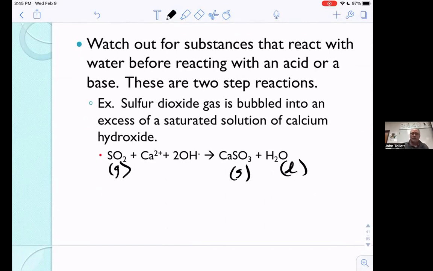But you could actually leave the calcium hydroxide together and write it as aqueous. It doesn't ionize quite as well as the heavier 2A hydroxides of strontium and barium, but it's okay. It's okay to write it that way.